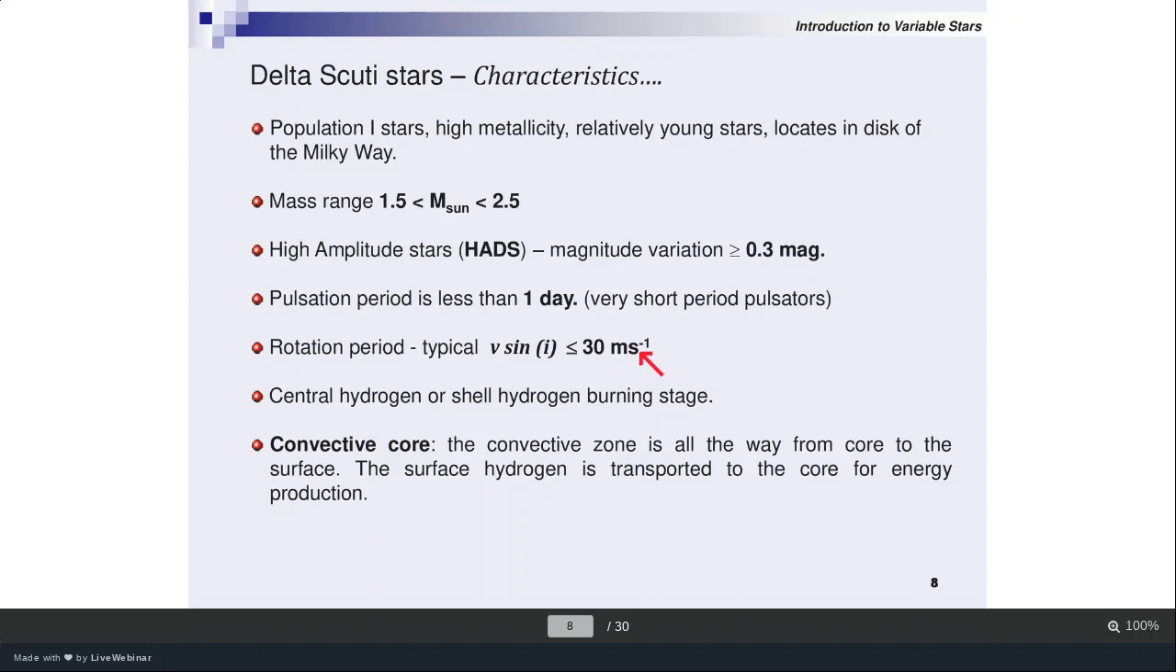rotation velocity, V sin i, right? And they are in central hydrogen or shell hydrogen burning. This is very important. They are just leaving the main sequence, so the core hydrogen is almost finished. They are moving to the shell hydrogen burning state. That's why it's very important to study this particular type of star. Then they have a convective core. So with this, we can see how important it is to study these Delta Scuti type stars.